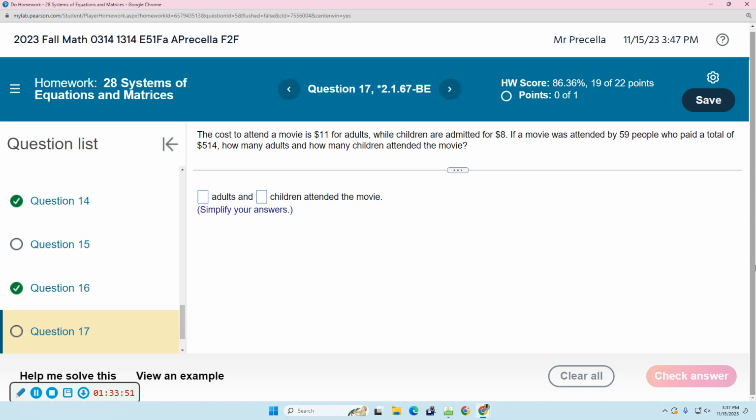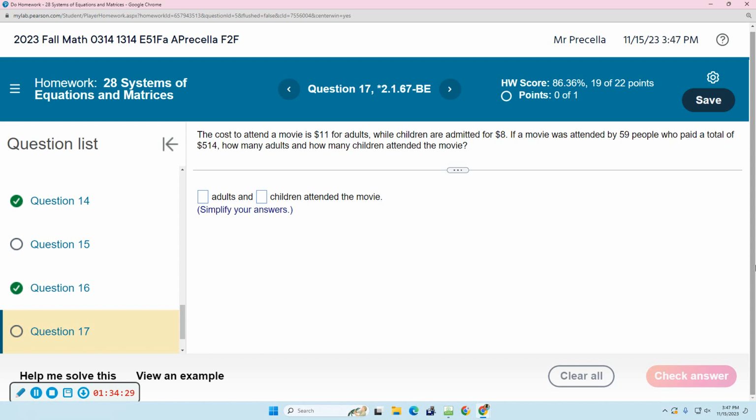Okay, so the cost to attend a movie is $11 for adults, while children are admitted for $8. If a movie was attended by 59 people who paid a total of $514, how many adults and how many children attended the movie? So let's reread it. The cost to attend a movie is $11 for adults and $8 for children. We know that 59 people went to the movie, and they paid a total of $514. How many adults and how many children attended the movie?